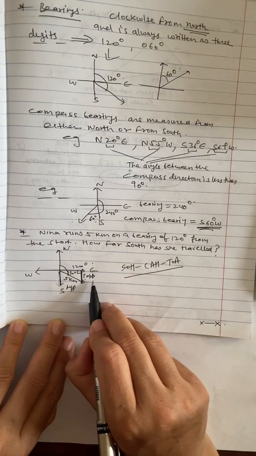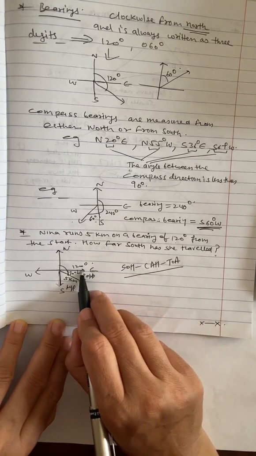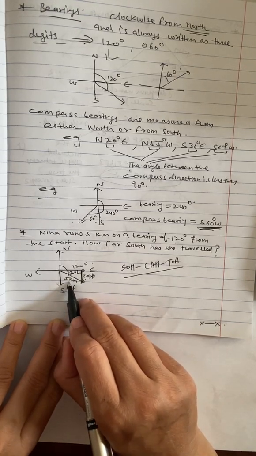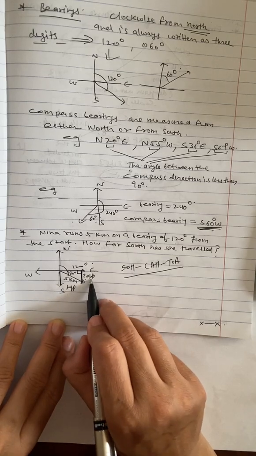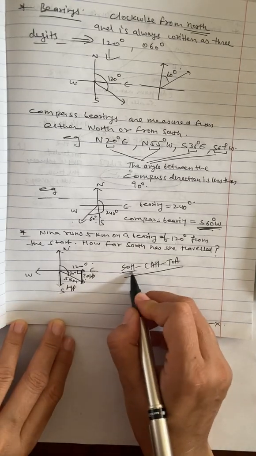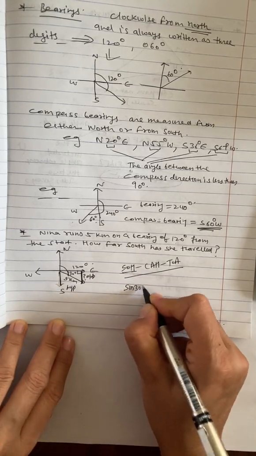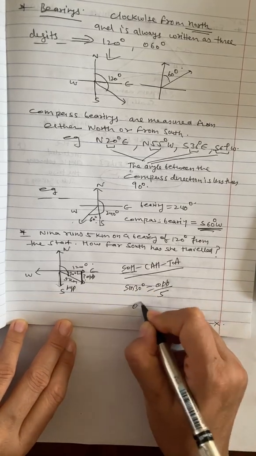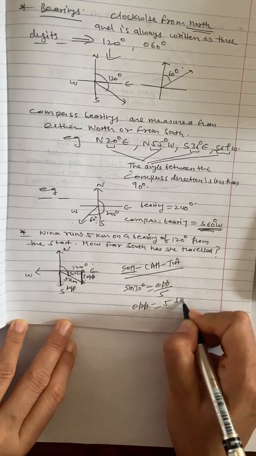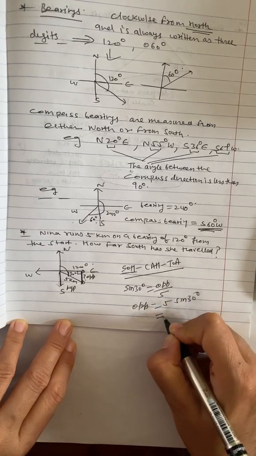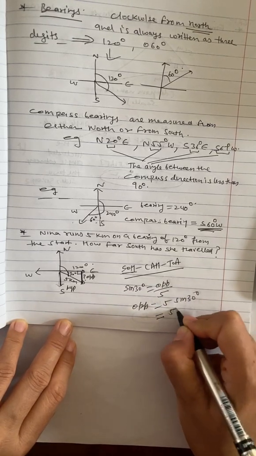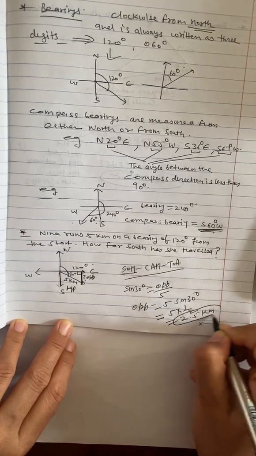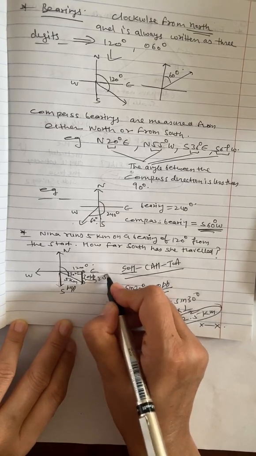So we have to use the trig ratio which connects opposite, the side which you have to find, and hypotenuse, which is 5 kilometers, given here. Opposite and hypotenuse are connected by sine theta. So sine 30 is equal to opposite, which we have to find, divided by 5. So opposite in this case is 5 sine 30, and sine 30 we already know is half. So 5 times half is equal to 2.5 kilometers. So she will travel 2.5 kilometers south.